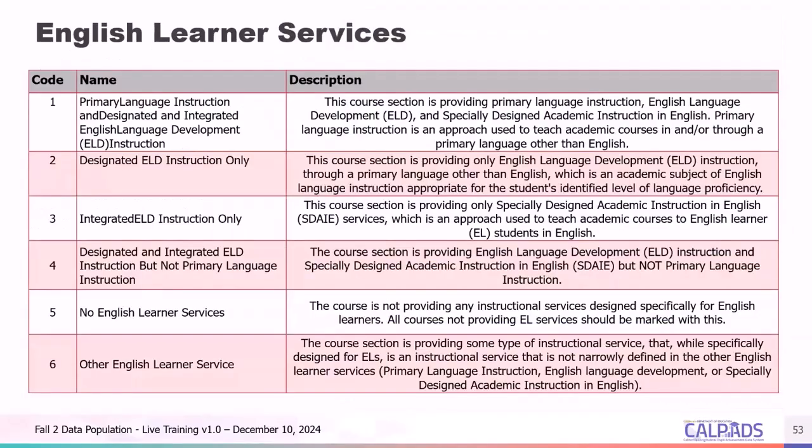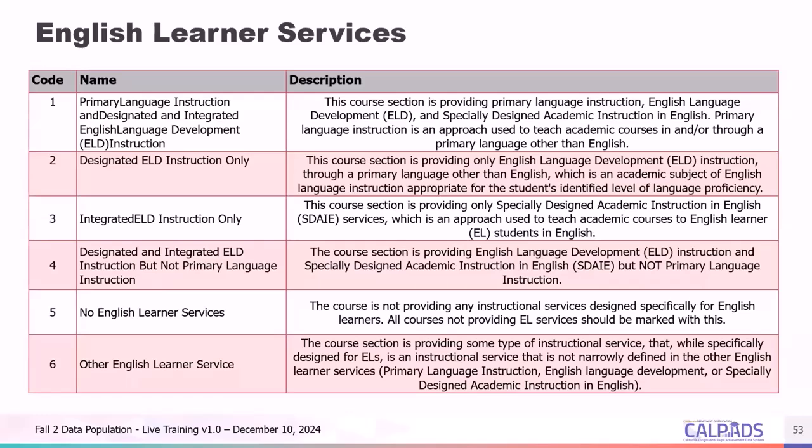This is a reference slide. As a reference, you should try to save it separately, download it, and have it handy as you're reporting, particularly your course sections and student course sections in Fall 2. So it contains the English Learner Service codes along with their detailed definition, and it should help you to populate your English Learner Services correctly.